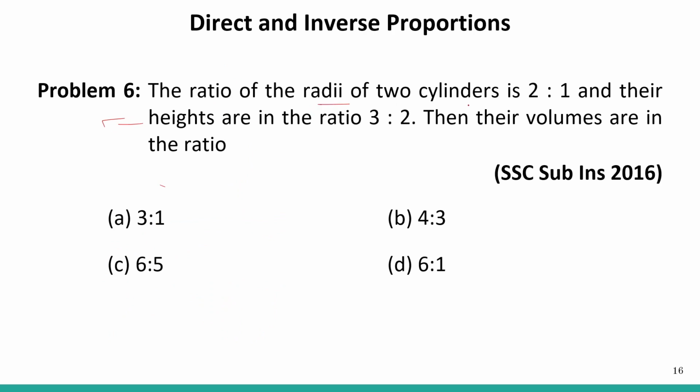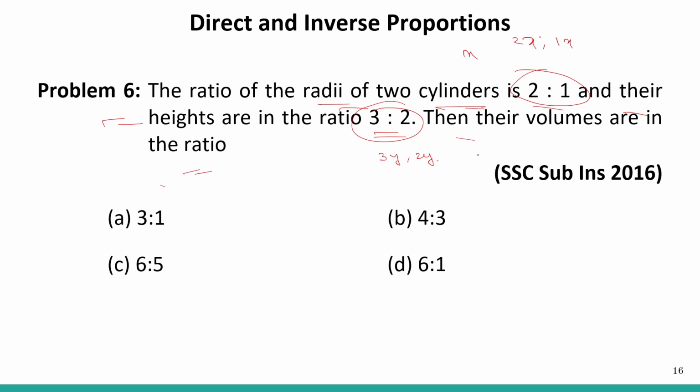So the ratio of the radii of two cylinders is 2 is to 1, right? Their heights are in the ratio 3 is to 2. So their volumes are in the ratio what? Let's see. Let the common factor of the radii be x, so 2x and 1x respectively, and let the common factor of their heights be y. So 3y and 2y respectively for the first and second cylinder.